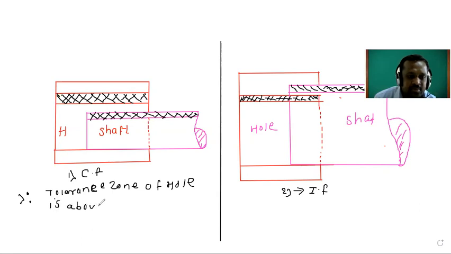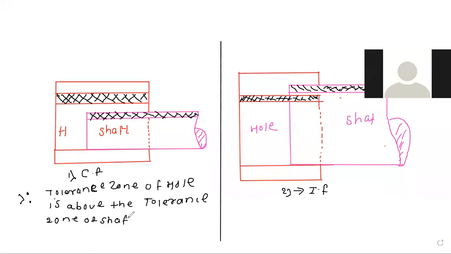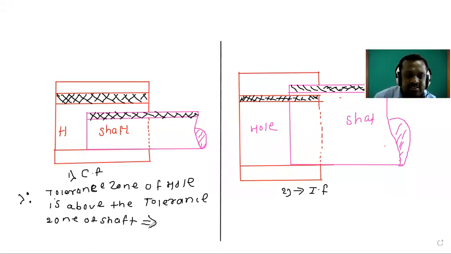The tolerance zone of the hole is above the tolerance zone of shaft. It is called as the clearance fit. Now see here, this is the tolerance zone of the hole, and this is the tolerance zone of the shaft. Just see the figure, you can easily understand: the tolerance zone of the hole is above the tolerance zone of the shaft. This condition is called as the clearance fit.